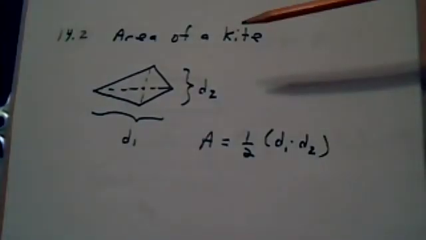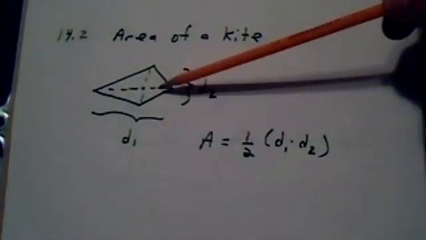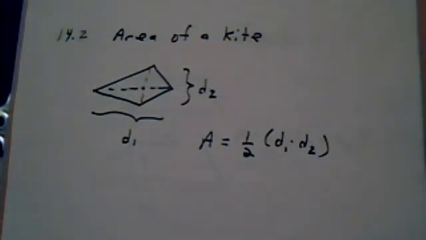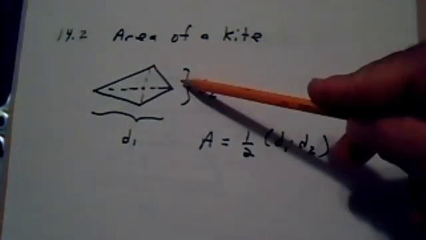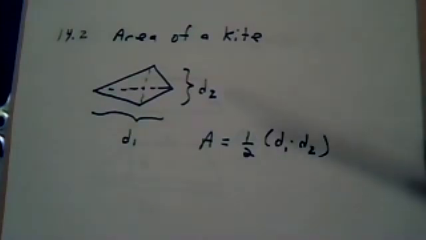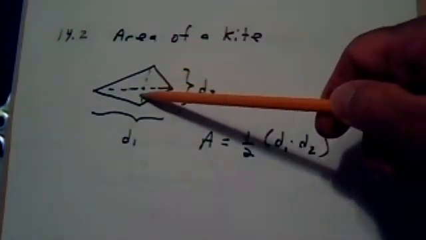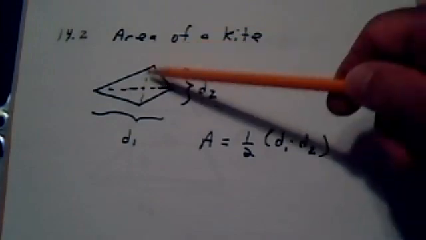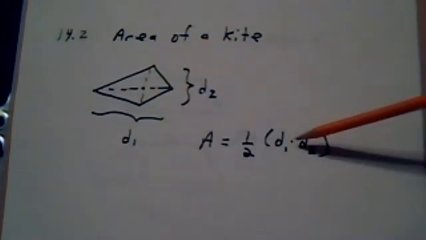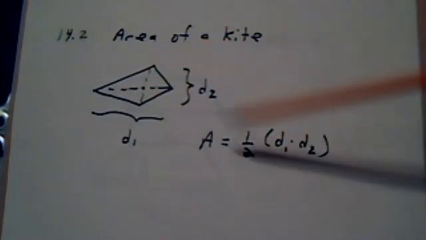This is the area of a kite. This D1 means diagonal. It's like the diagonal of your TV, right? It goes from one corner to the opposite corner. They're diagonals. This is a diagonal. This is a diagonal. If you know their lengths, all you have to do is multiply them and divide by 2, and you get the area of the kite.